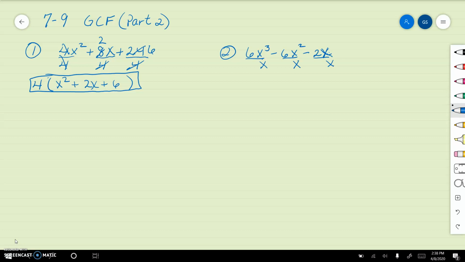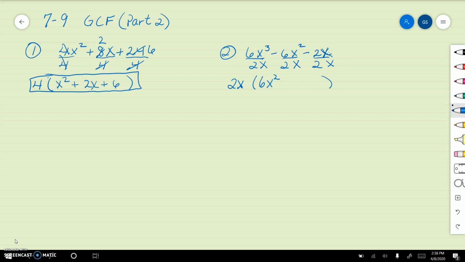But look at this. We have a 6, 6, and a 2. 2 goes into 6 evenly, right? So we could divide by 2 everywhere also. So we're dividing by 2x. That's your greatest common factor. 2x gets written on the outside of the parentheses. On the inside you get 3x squared. You had 6x to the third, you take out x to the first and you're left with x squared.